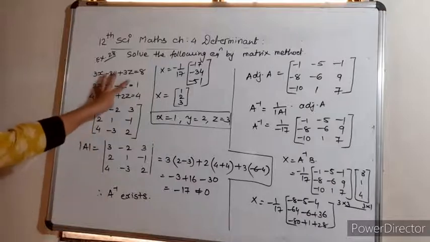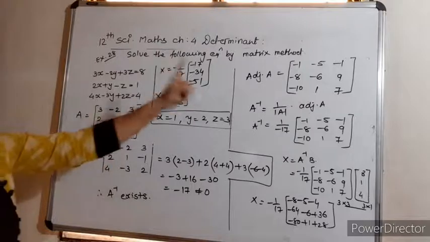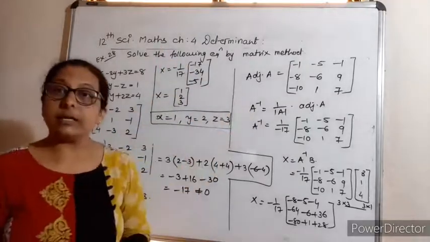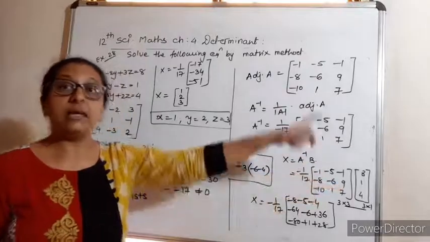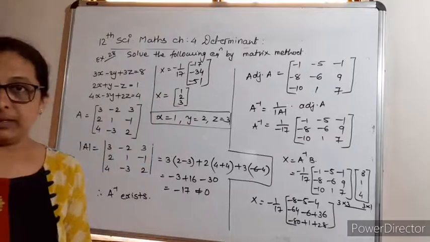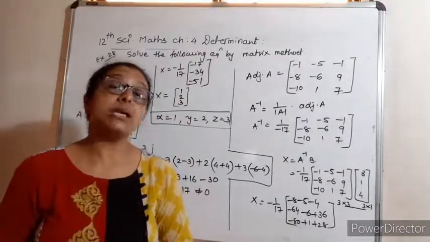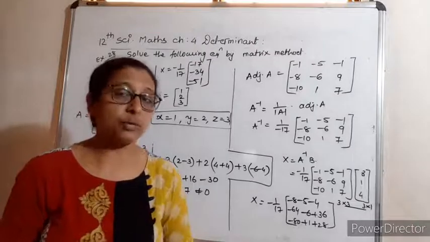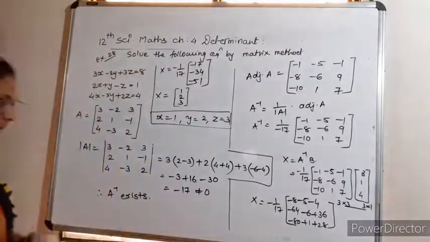First we write A, X, B. Determinant and adjoint find karke A inverse find karenge. Then A inverse into B karenge. Matrix product is there. Matrix multiplication is there. You will get this answer. It is very easy and 2 or 3 marks mein ye poocha jaata hai board exam mein. So be careful. It is a very important method. Okay?